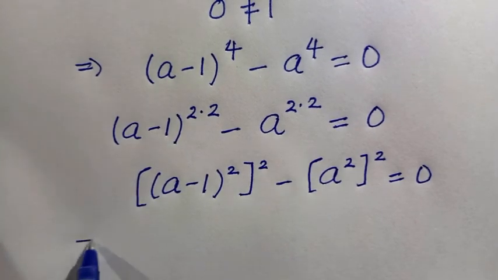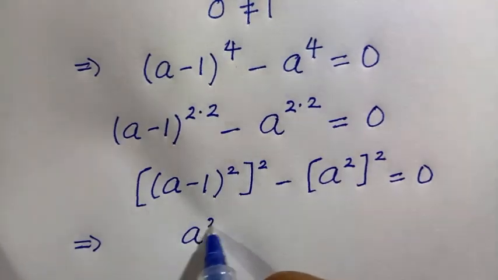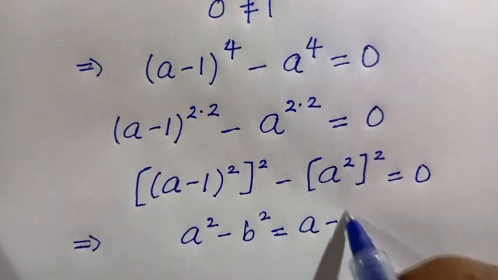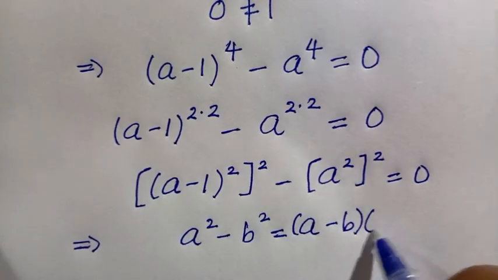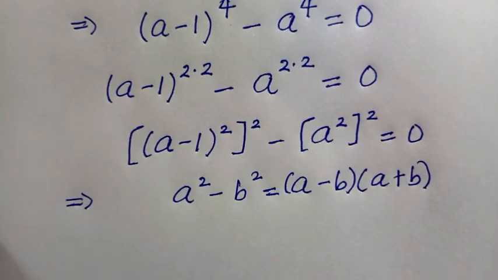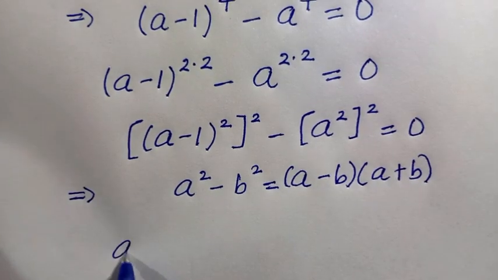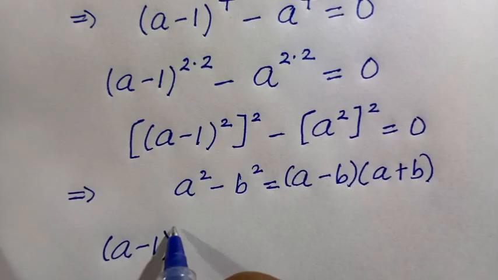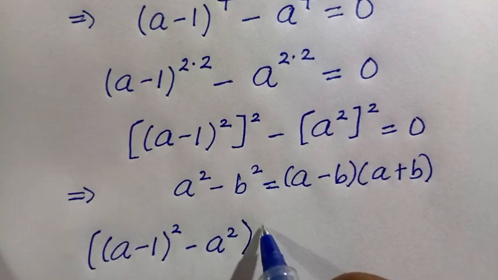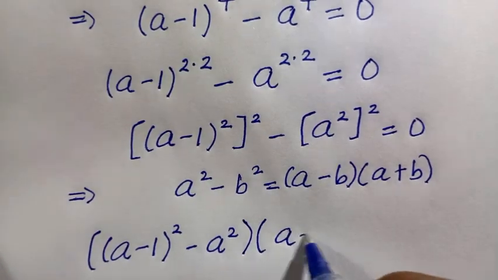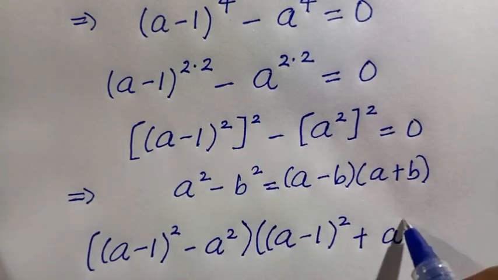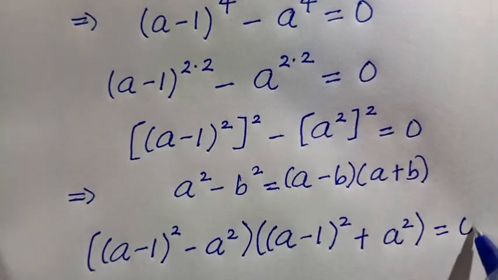And let's see, we have this identity as the difference of two squares: a squared minus b squared equals (a minus b) multiplied by (a plus b). So this is an important step we have to take note of. Then from here, we write this as ((a minus 1) raised to the power 2 minus a raised to the power 2), in brackets, multiplied by ((a minus 1) raised to the power 2 plus a raised to the power 2) equals 0.